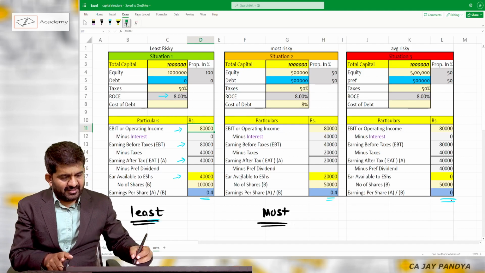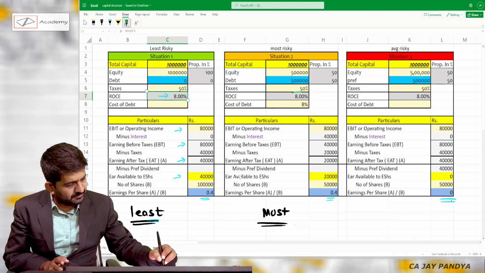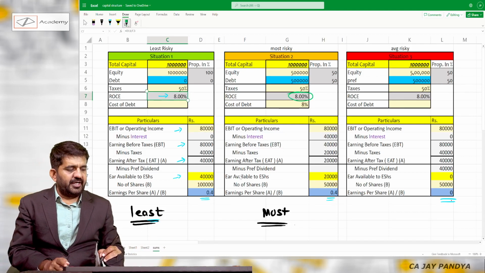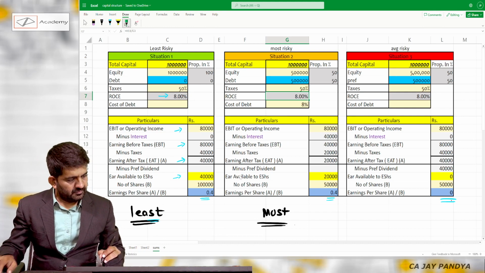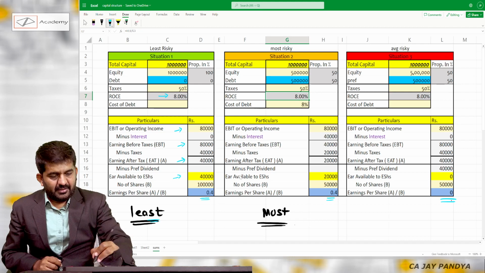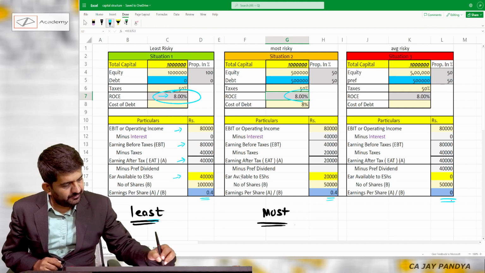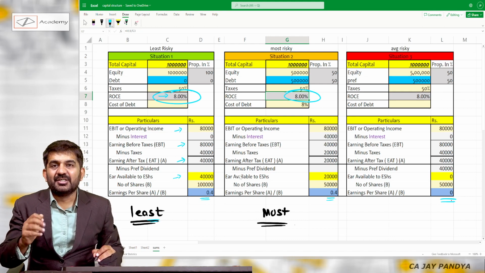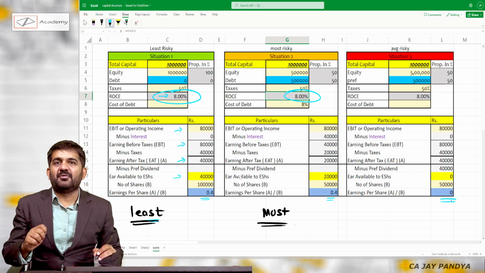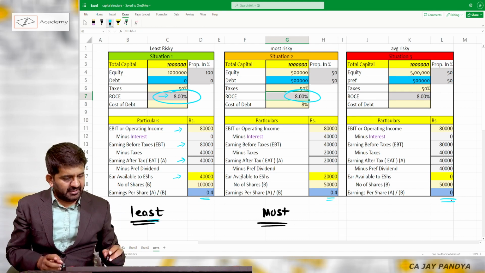See R in this case. What is R? 8%. R is equal to KD. So the risky and non-risky plan will give you the same EPS. Remember that trading on equity.